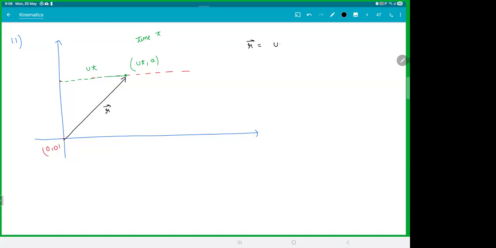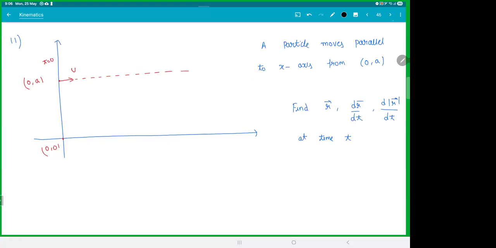So R bar is simply ut, that is your x coordinate I cap, plus a into j cap. What is dr by dt? Differentiate this. That will be u i cap plus 0. That is u i cap. Basically, that's your speed, isn't it? Like I said, those two are the easy ones. The third one, the d mod r by dt.